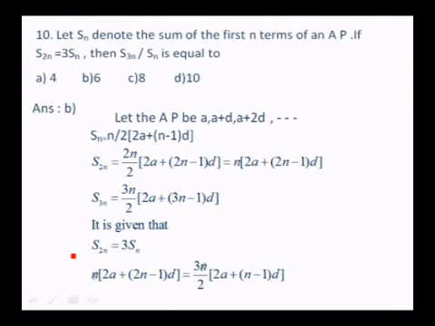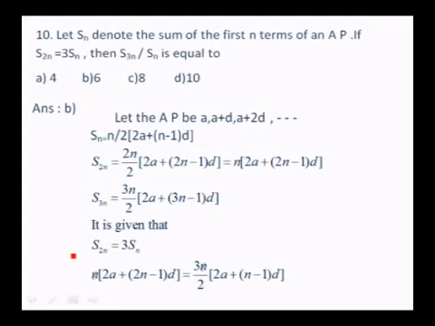Let the AP be a, a plus d, a plus 2d, etc. Sn is n by 2, 2a plus n minus 1 into d. Replace n by 2n. S2n is equal to 2n by 2, 2a plus 2n minus 1 into d. So on simplification you get n into 2a plus 2n minus 1 into d. Replace 2n by 3n. S3n is equal to 3n by 2, 2a plus 3n minus 1 into d.